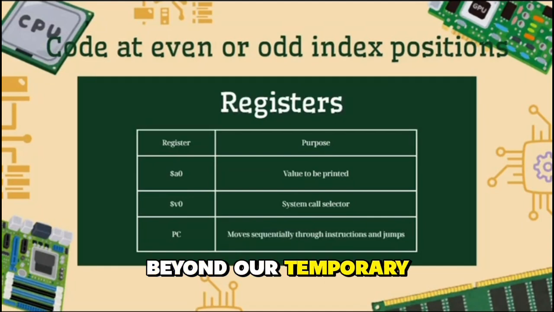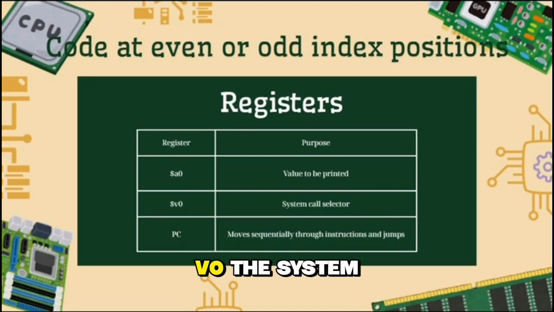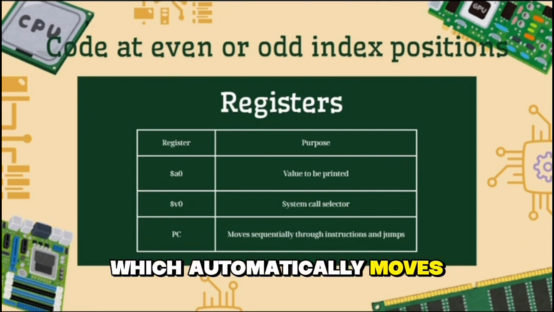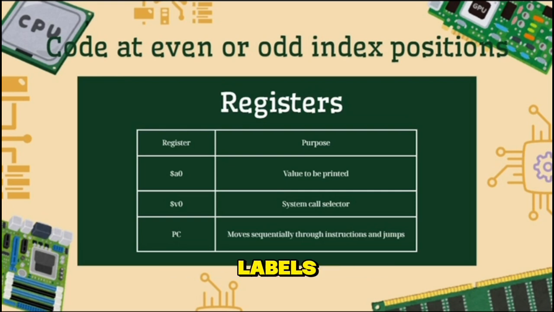Beyond our temporary save registers, we use A0, which is the standard register for passing values to be printed. A7, the system call selector, tells the machine whether we want to read an integer, print a string, or exit. And finally, the program counter, PC, which automatically moves through our instructions and handles jumps to different labels.